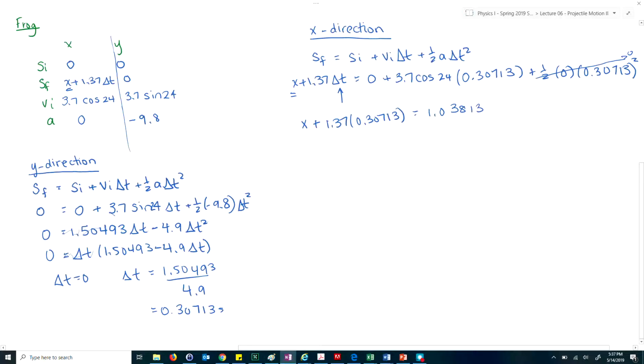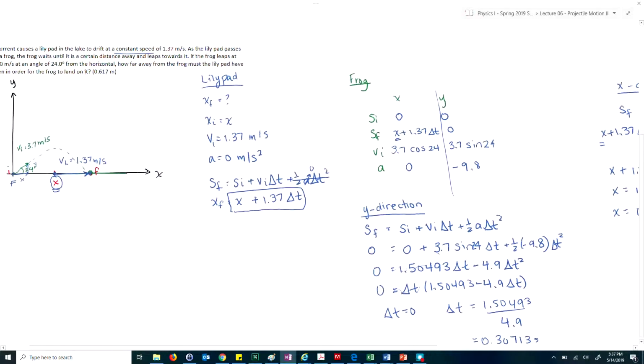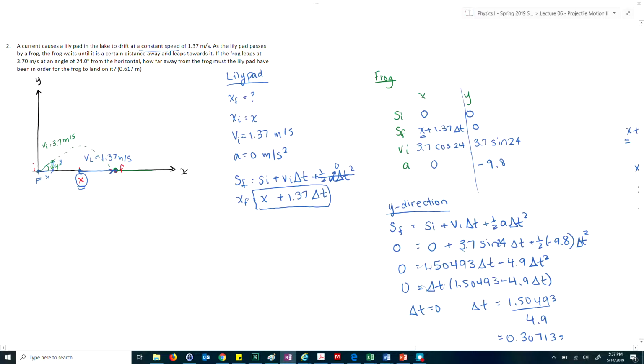1.03813. And now I'm still solving for this X, so I'm going to bring the 1.37 times 0.30713 to the other side, so I get 1.03813 minus 1.37 times 0.30713. I'm going to just type that into my calculator, and I get my X value is equal to 0.617.